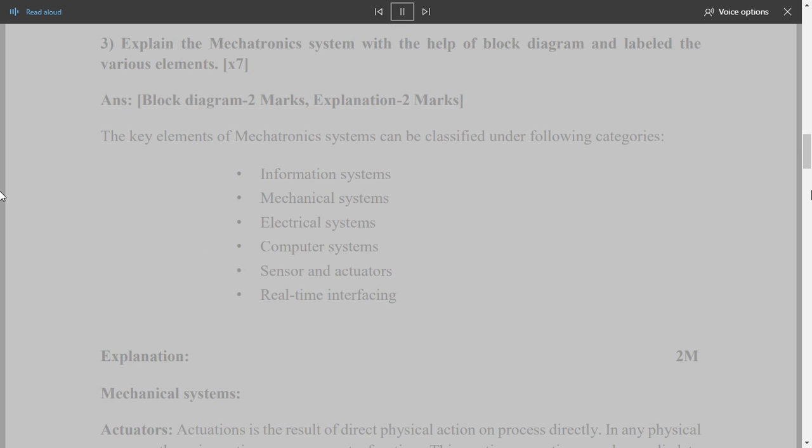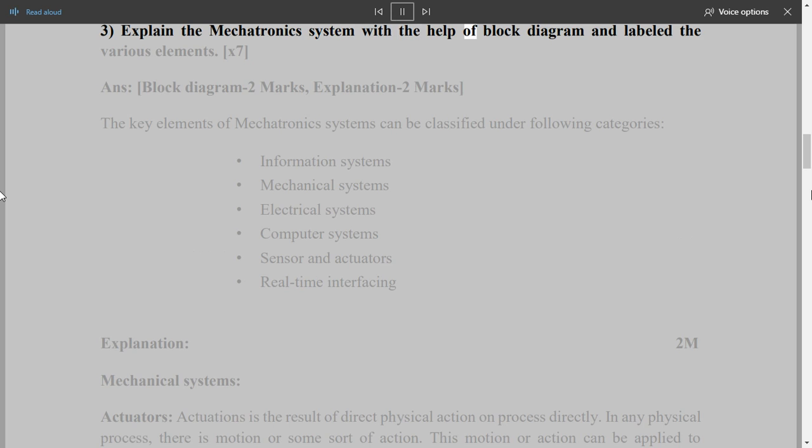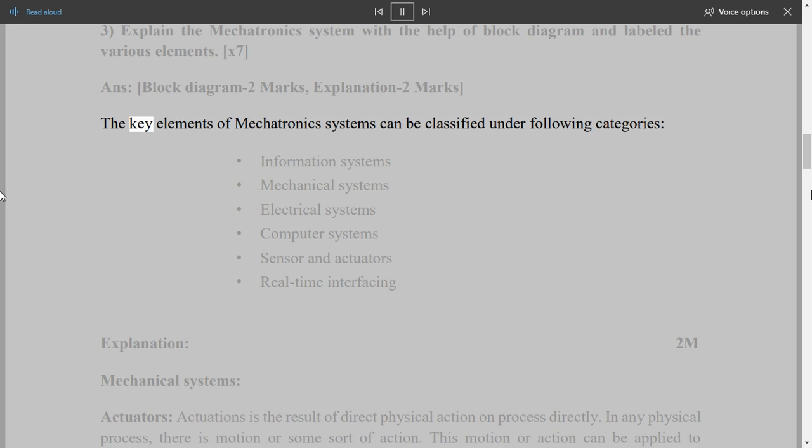3. Explain the mechatronics system with the help of a block diagram, and label the various elements. Answer: block diagram 2 marks, explanation 2 marks. The key elements of mechatronics systems can be classified under the following categories: information systems, mechanical systems, electrical systems, computer systems, sensors and actuators, real-time interfacing.